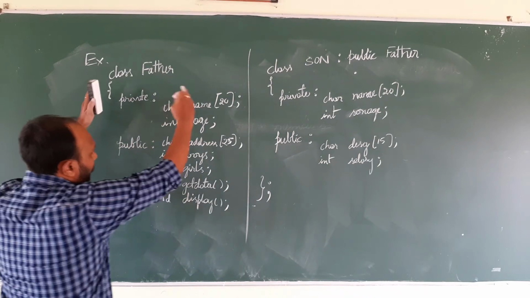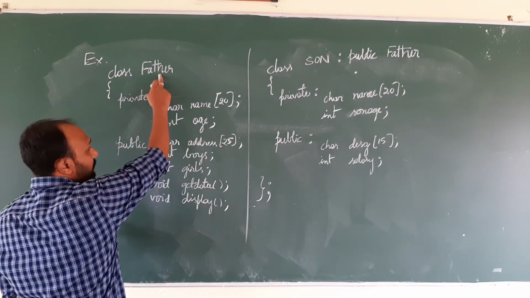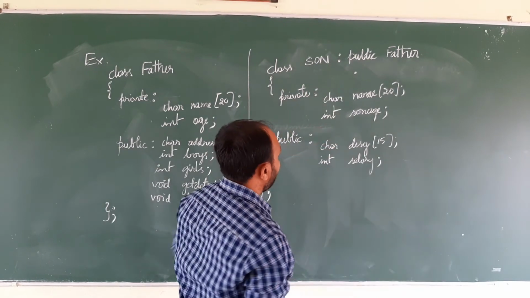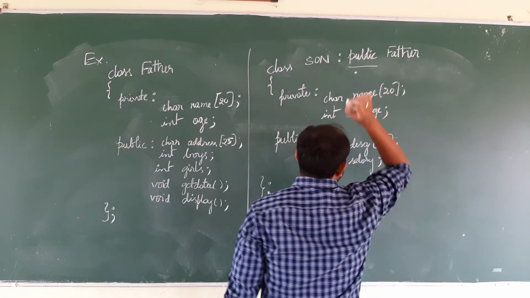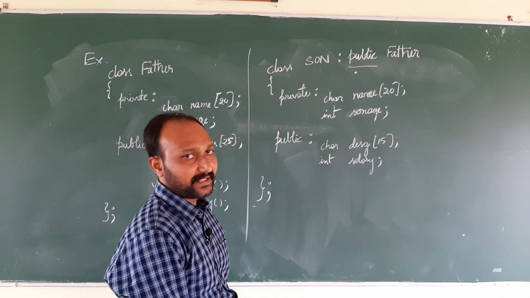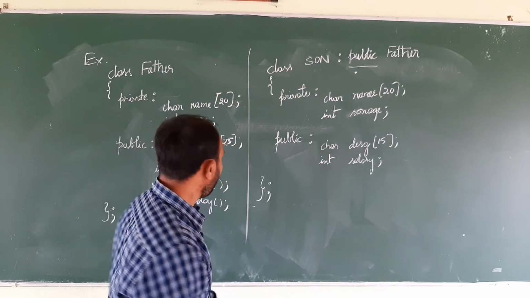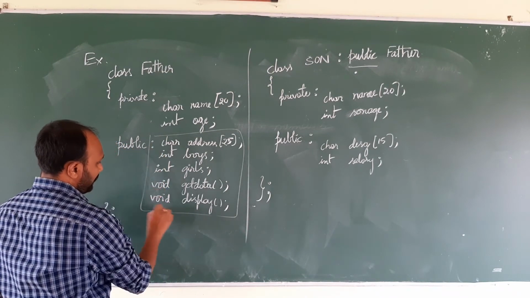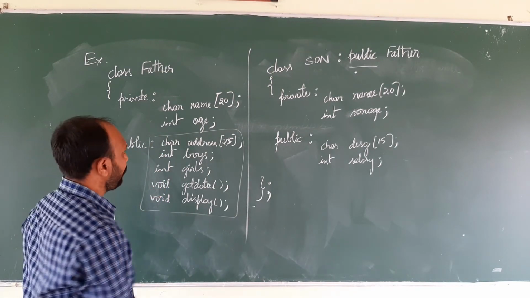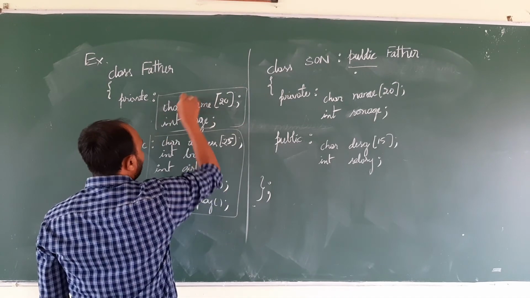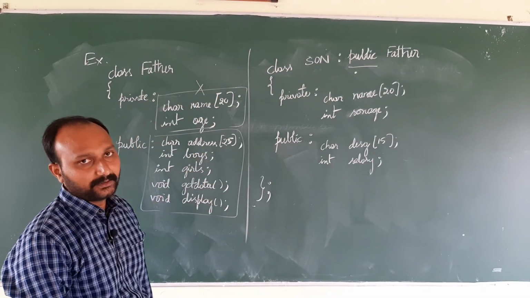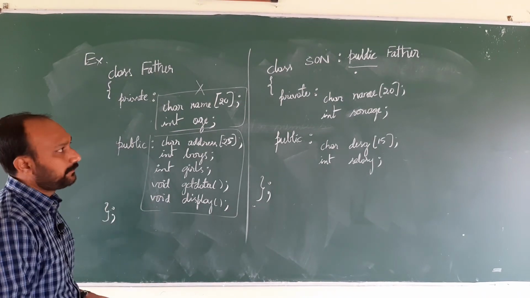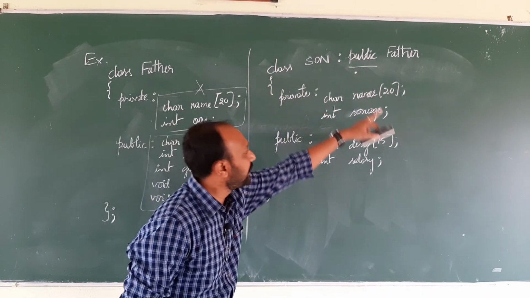So, class Father is a base class, and class Son is a derived class. What type of inheritance? We are going with public inheritance. Public inheritance means we can access these public data members and member functions. Private data members cannot be accessed. So, this is the example for defining a derived class.